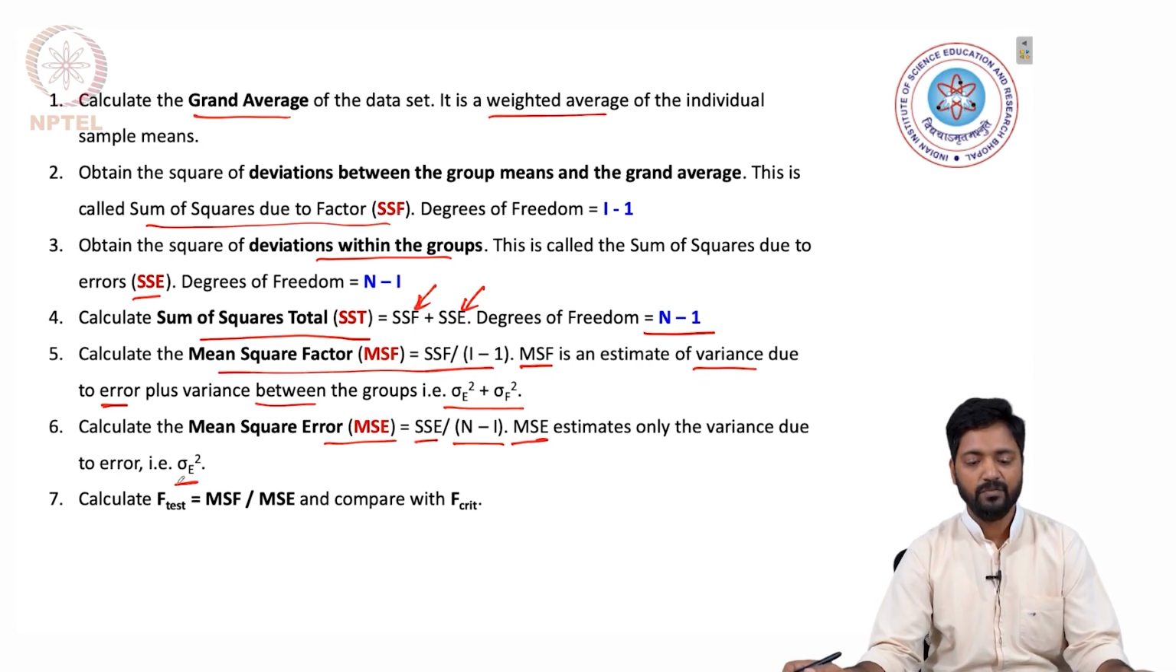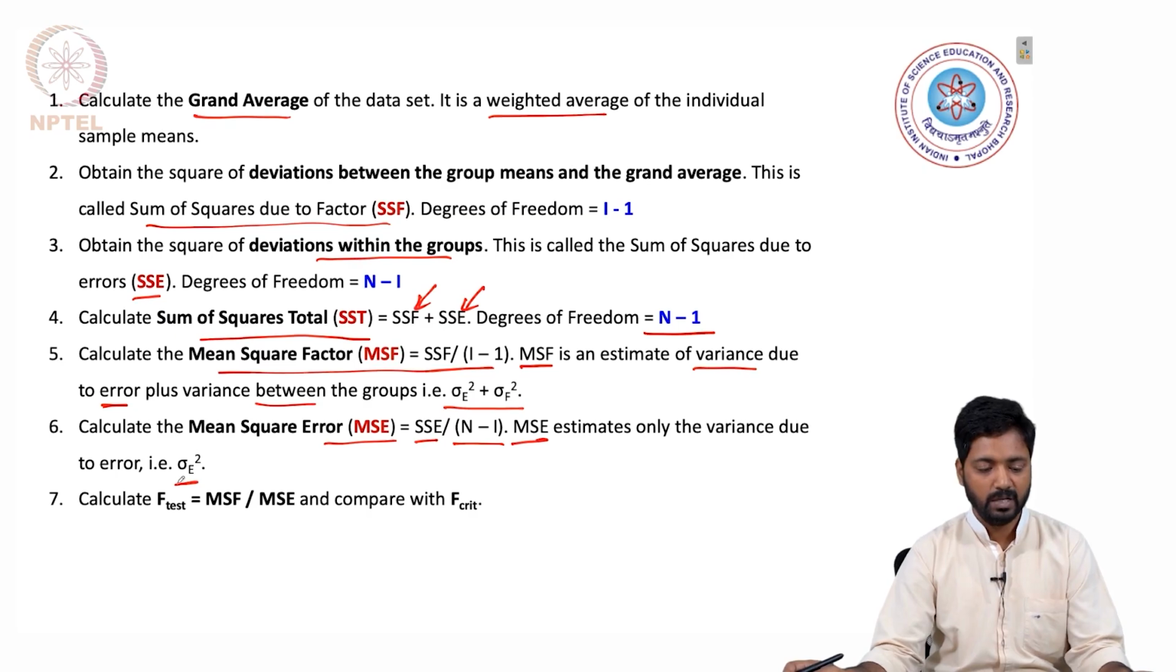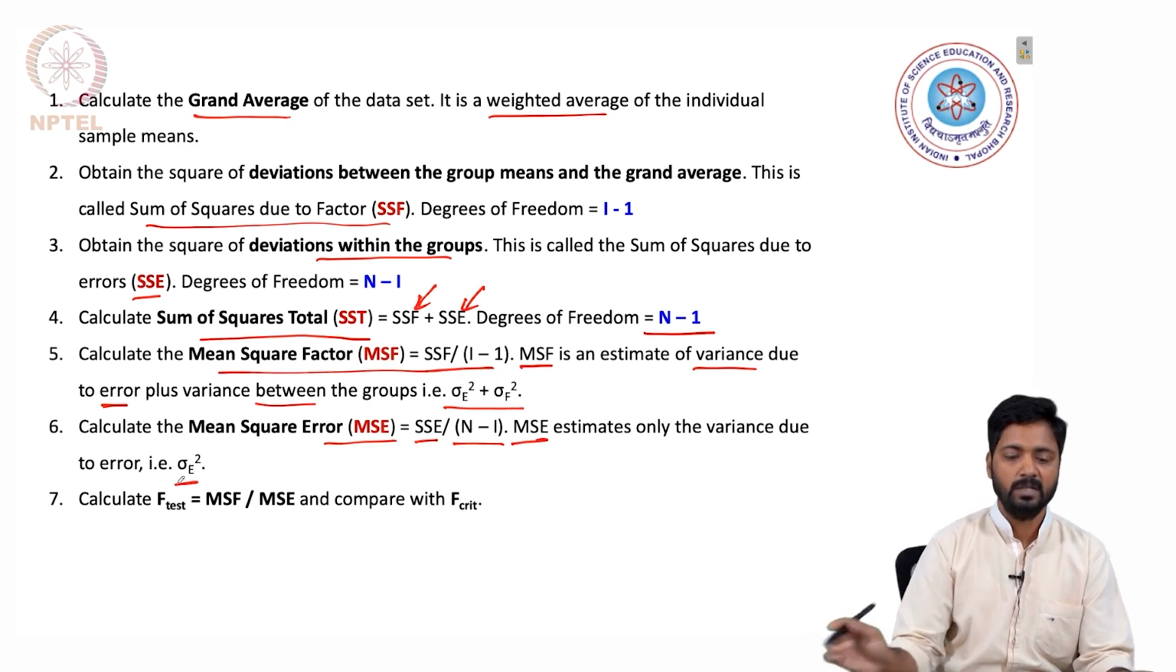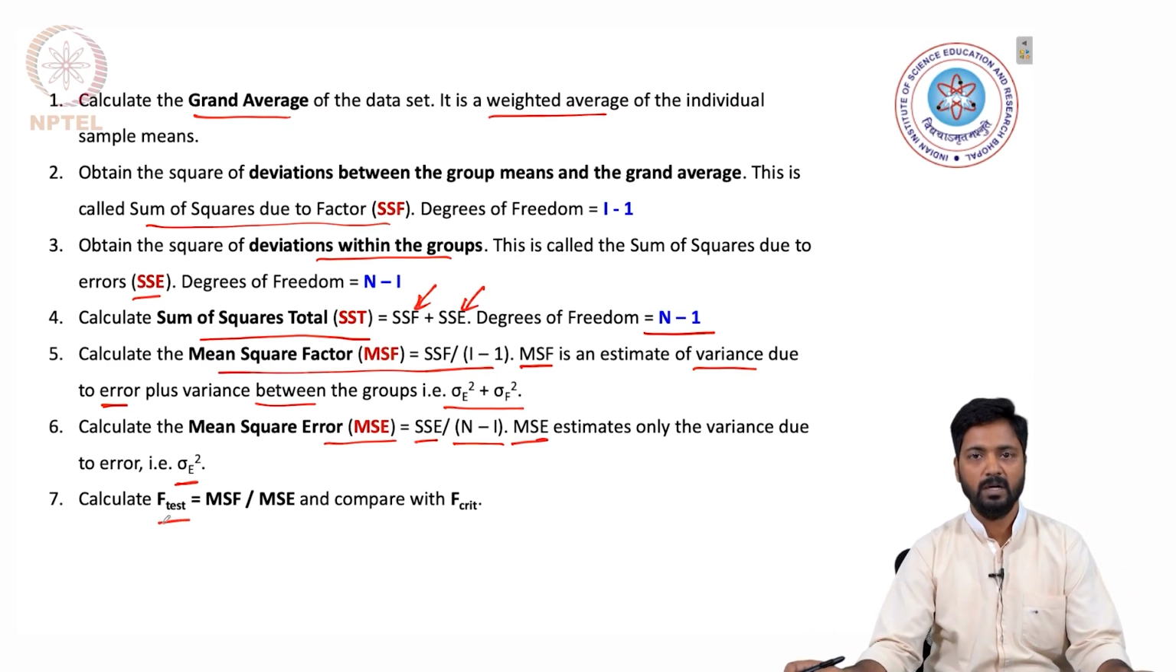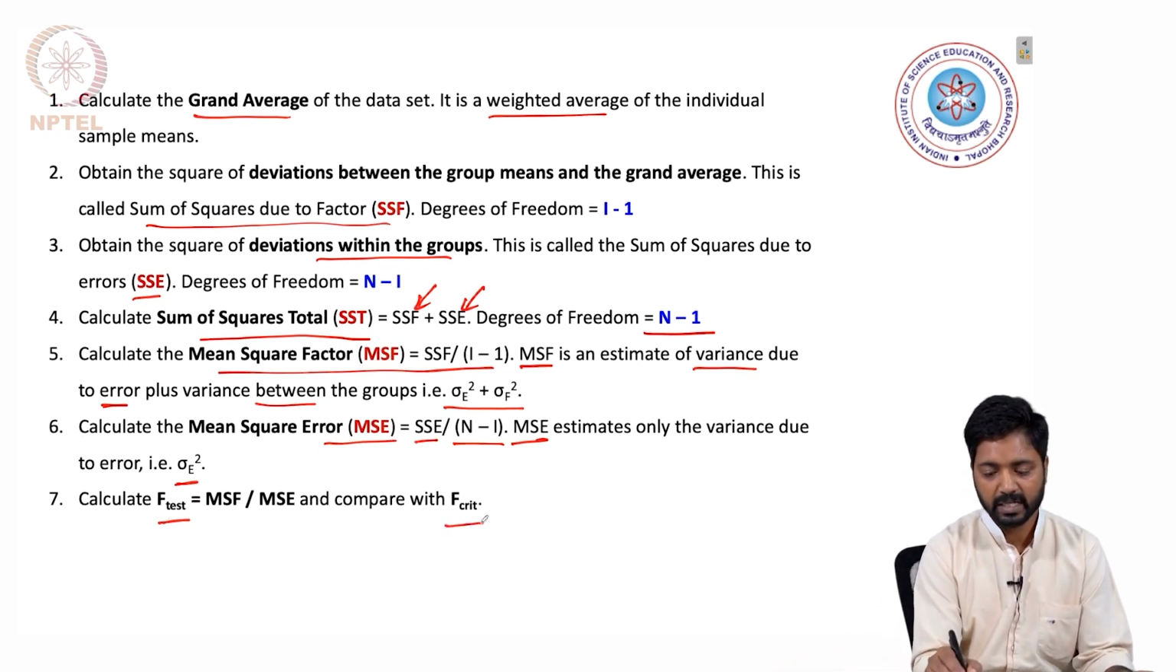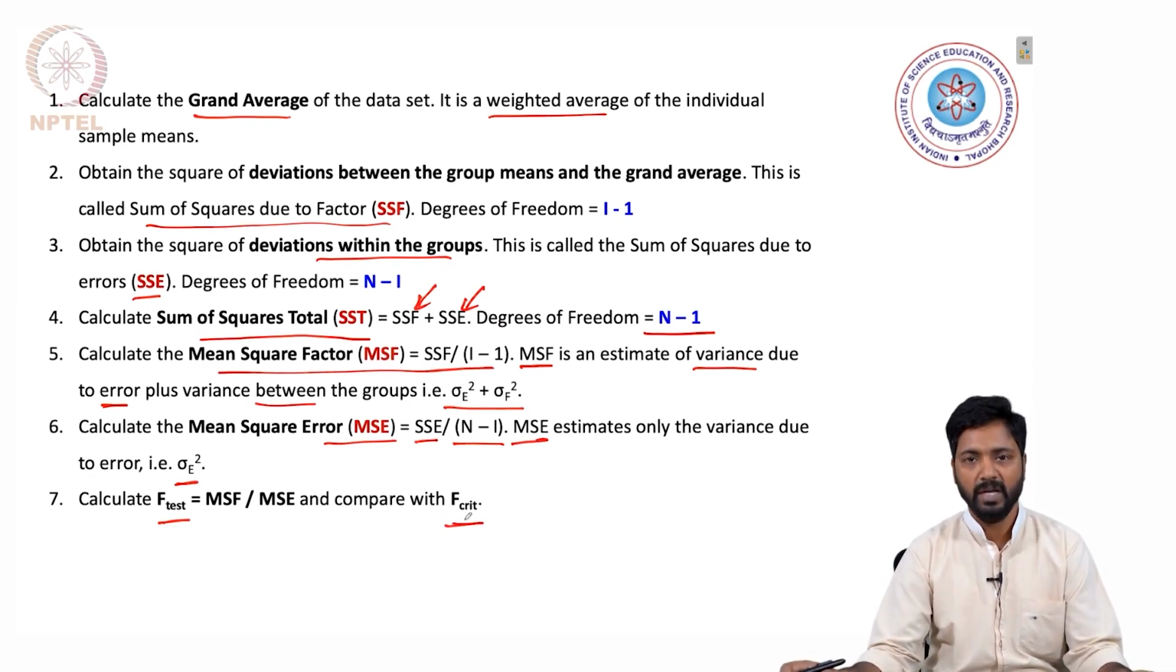Now, when we have MSF and MSE calculated, we will then use these terms to calculate our F test value, which is nothing but a ratio of MSF and MSE. And then, as previously, we will be comparing it with a particular critical value of F, which will tell us whether the null hypothesis holds here or not.